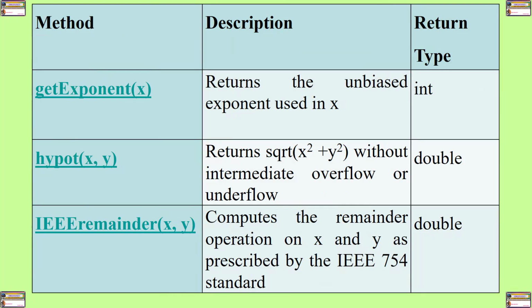We have hypot. If you pass two values to the method called hypot, value x and y, it will return the square root of the first value squared plus the second value squared without intermediate overflow or underflow. So it will return a value which is of type double. We have the IEEEremainder. If you pass two values, value x and value y, to the method called IEEEremainder, it will compute the remainder operation on the first value and the second value as prescribed.